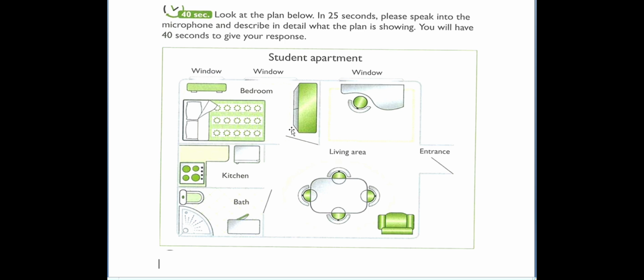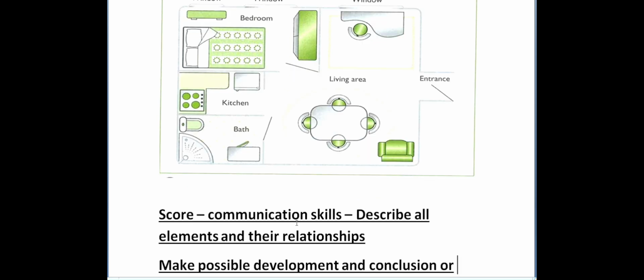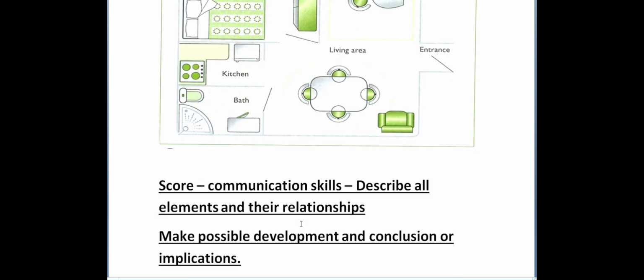If you get a map or a diagram or a layout like this, you are supposed to speak about all the details given. Point number one. So quickly study all the stated information here. If you understand the scoring elements, it says how well you are communicating the given picture. So it checks your communication skills.